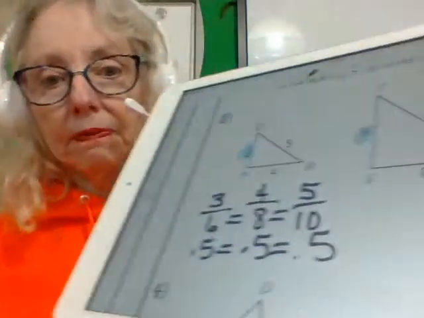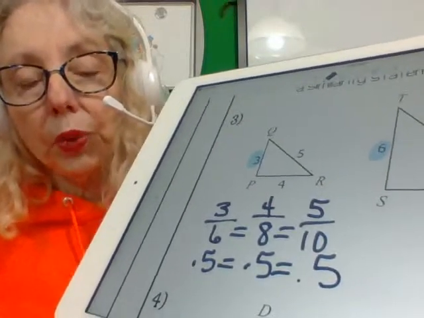the room right now. So all three of those ratios work. So these two triangles are similar, and that would be side, side, side similarity. And we would say that triangle QPR is similar to triangle TSU.